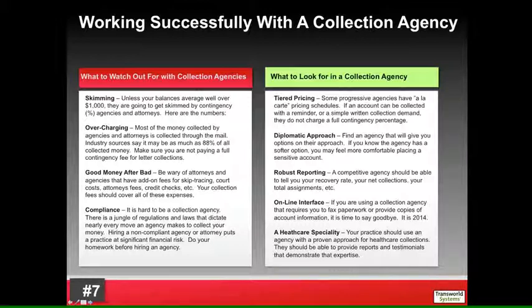Next is overcharging. A lot of the money collected by agencies and attorneys is collected through the mail. Industry sources say that as much as 88% of all collected money is collected through the mail with written correspondence coming from an agency or coming from an attorney. So what you want to do is make sure that you're not paying a full contingency fee for what is actually just a letter collection or a reminder-type collection.